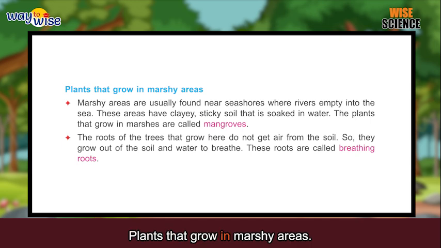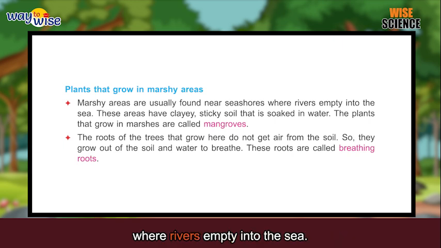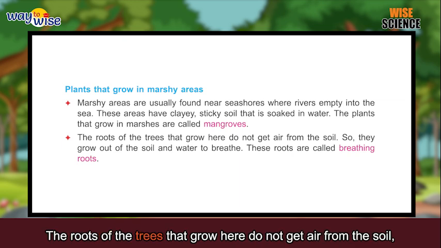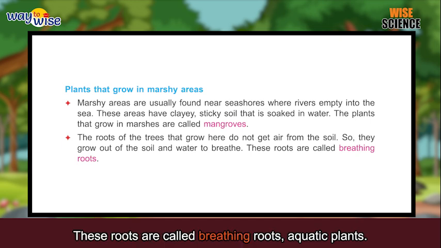Plants that grow in marshy areas. Marshy areas are usually found near seashores, where rivers empty into the sea. These areas have clayey, sticky soil that is soaked in water. The plants that grow in marshes are called mangroves. The roots of the trees that grow here do not get air from the soil, so they grow out of the soil and water to breathe. These roots are called breathing roots.